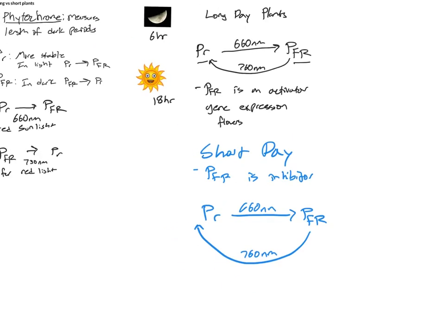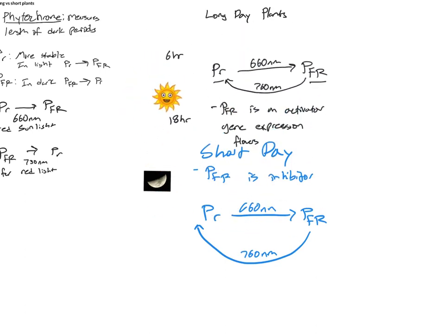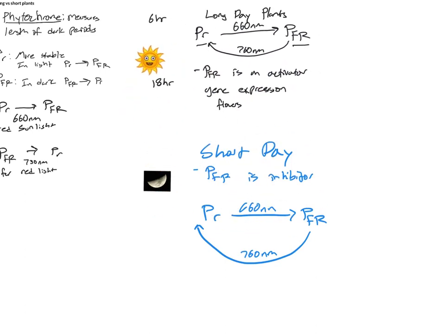Well, we've got more time of the moonlight here. So let's say that this is now 12 hours of darkness, and for sunlight we've got 12 hours. There's more hours of darkness, and so that provides more time for the PFR to get transitioned back to the PR. And because the PFR in short day is an inhibitor, that then allows the genes that cause flowering to be expressed in the plant to flower because there's no inhibitor present.